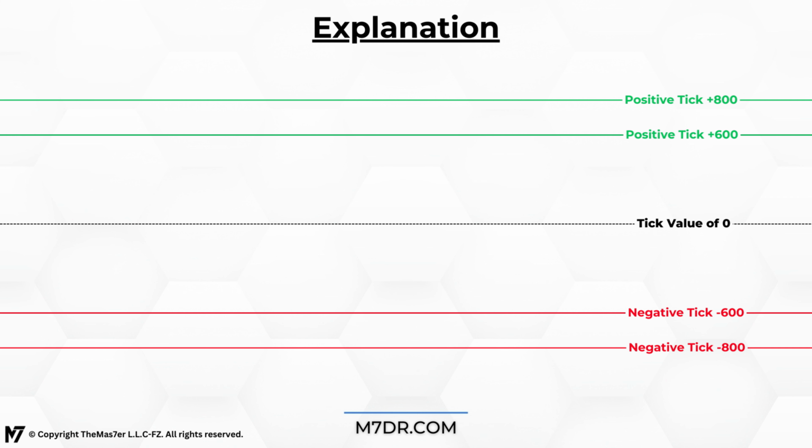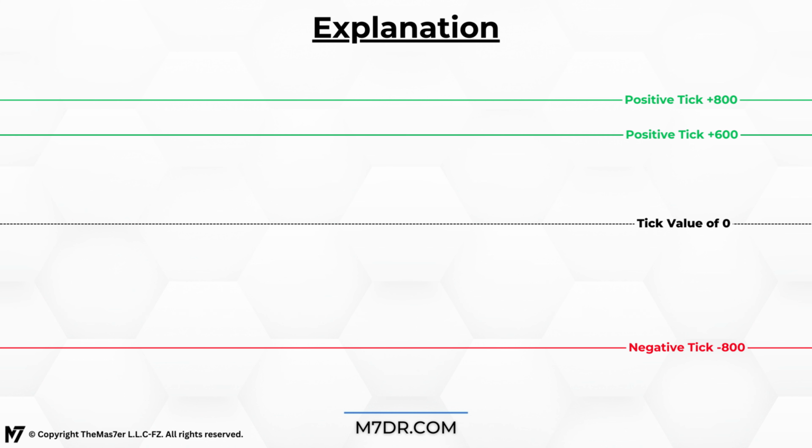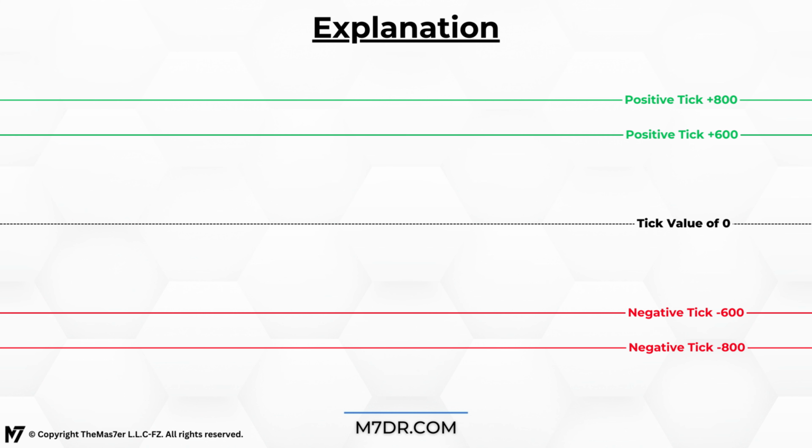As you can see, there are 5 lines visible in the tick grid. The dashed line represents the tick value of 0. The upper green line represents the positive tick value of 800, and the lower green the positive tick value of 600. The lower red line represents the negative tick value of minus 800, and the upper red line the negative tick value of minus 600. The upper levels are the extreme to the upside, and the lower levels are the extreme to the downside.